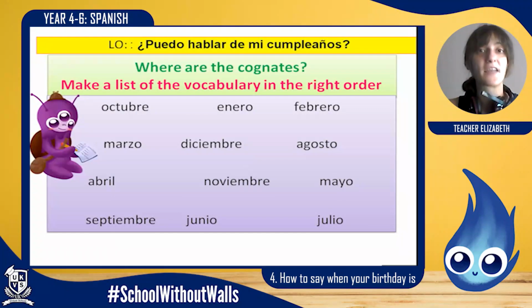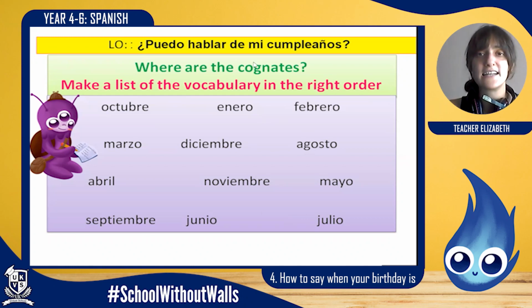Ahora, vamos a ver. ¿Puedo hablar de mi cumpleaños? Can I speak about my birthday? So can I say when my birthday is? Now, the previous time, I think we talked a little bit about cognates when we were looking at numbers. So cognates are basically words that are very, very similar in English and in Spanish.